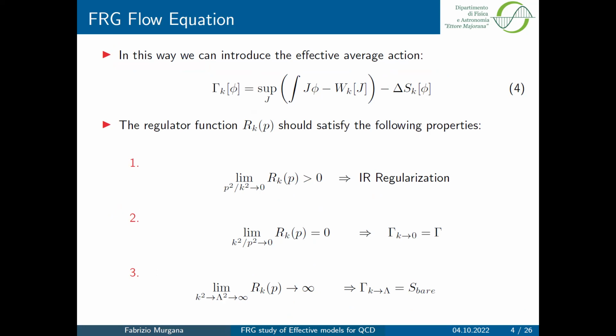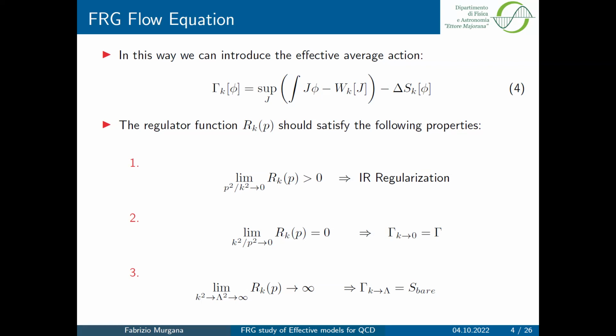Why do I say so? Because of course the regulator has to fulfill some properties. The first one, as I said, is that it has to implement IR regularization. This is implemented by the fact that it goes as, let's say, k squared, so a constant bigger than 0, when p squared over k squared goes to 0, so for small momenta. Now, of course, we said we have to recover the full effective action when k goes to 0, so the regulator has to vanish in this limit. The third condition is that we have to recover the bare action in the limit of the cutoff, k to Lambda to infinity. Practically this is usually not possible, but it's sufficient to send the cutoff to a value which is bigger than all the scales involved in your problem.